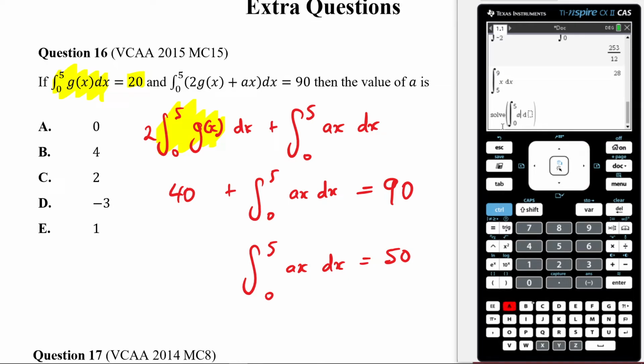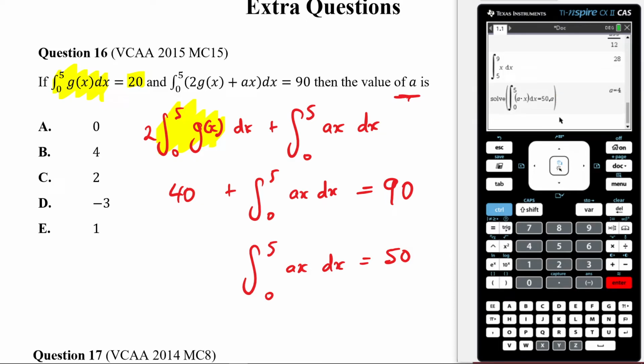Then I'm going to go a times x. You have to put a times there, otherwise it reads it as one thing. Now that is equal to 50, comma, what am I trying to solve this for? The value of a. I want to figure out what a is here. What is a?